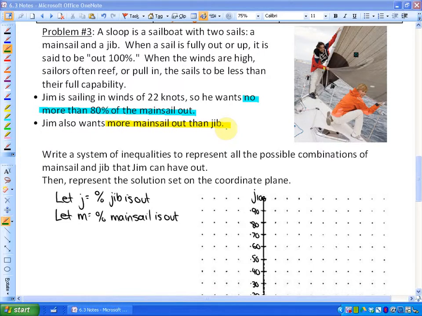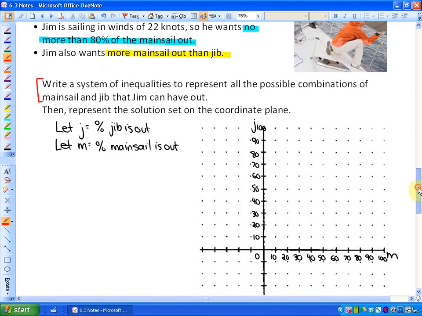So what the question is saying is write a system of inequalities to represent all the possible combinations of mainsail and jib that Jim can have out, and then represent the solution set on a coordinate plane. I'm going to first of all represent this non-mathematically, just by talking it through. I'm going to skip that red part where it says write a system of inequalities. Let's just jump straight to the graph having to do with the constraints.